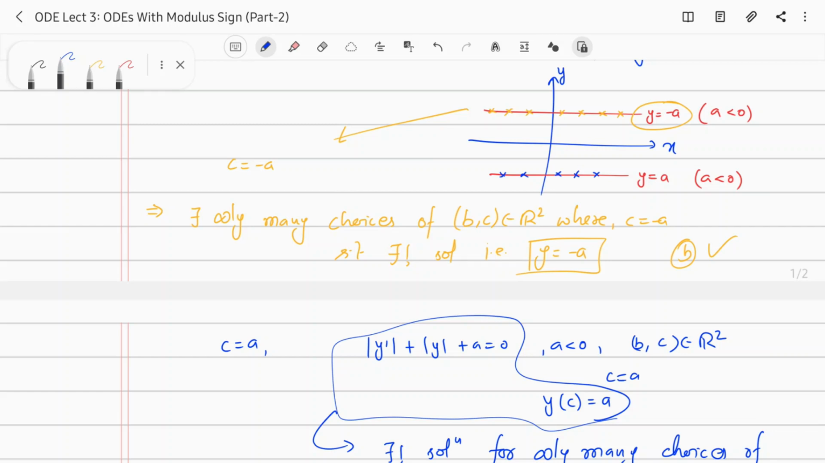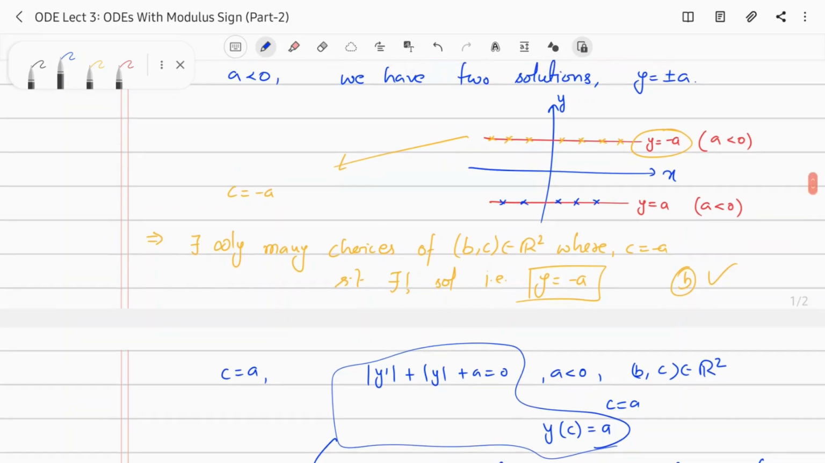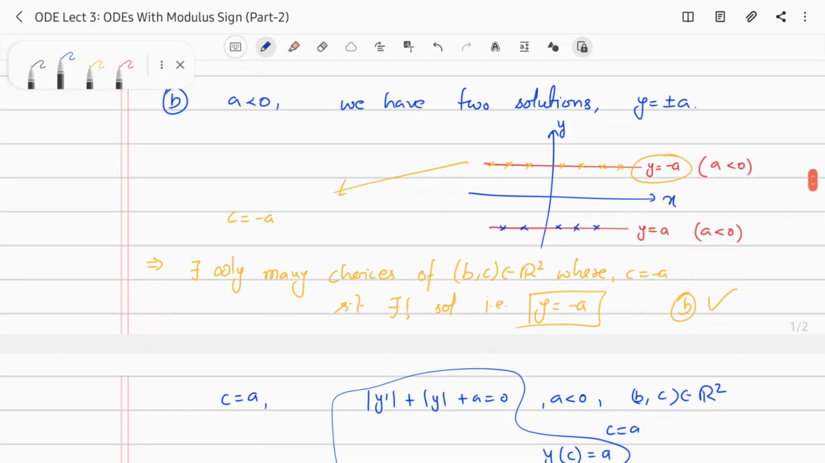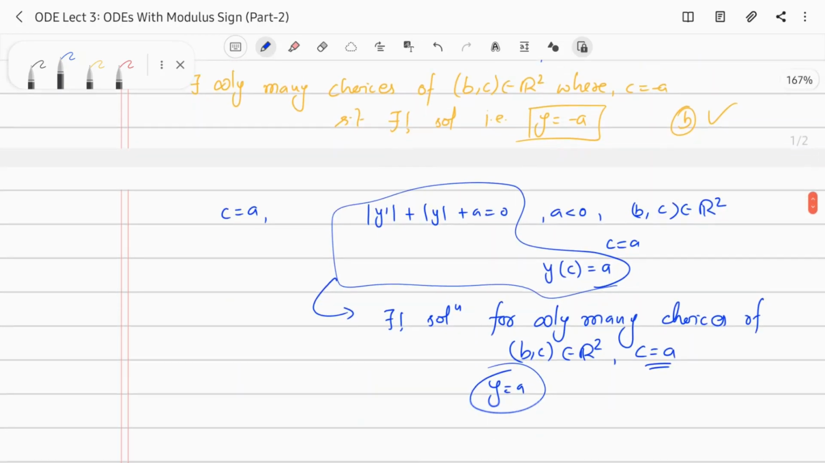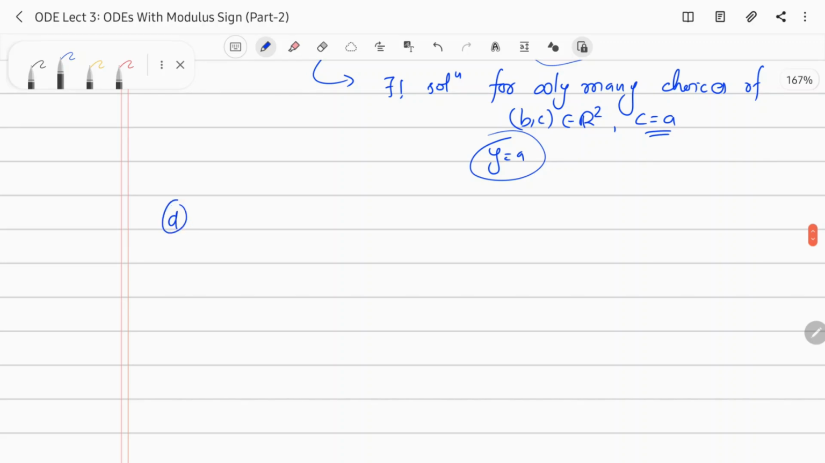Okay, so whenever you take c equal to a, then the differential equation completely changes, and whenever you take c equal to minus a, then it is another differential equation. So looking at it this way, we can say that there exists a unique solution for option B, right? So that is why option B is correct. Now let us come to option D.